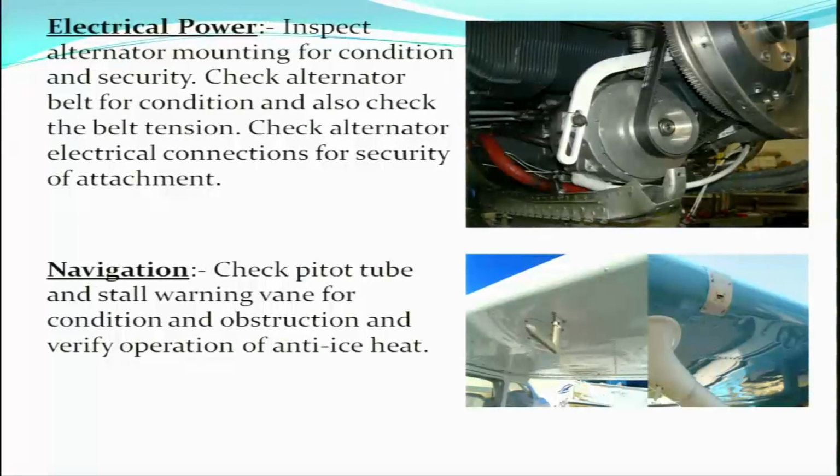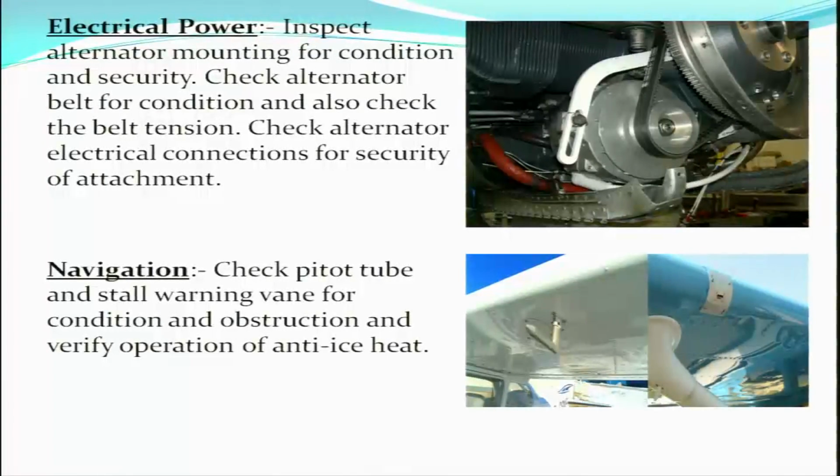Coming to the electrical system, in the figure you can see this is an alternator. The alternator is mounted and belt driven. This is the belt. We inspect the alternator mounting for condition and security. We will check whether this alternator mounting is proper and securely attached. Check the alternator belt for condition. We will check this belt for proper condition and also check the belt tension. There is a proper belt tension prescribed by the manufacturer in the maintenance manual. That belt tension has to be checked.